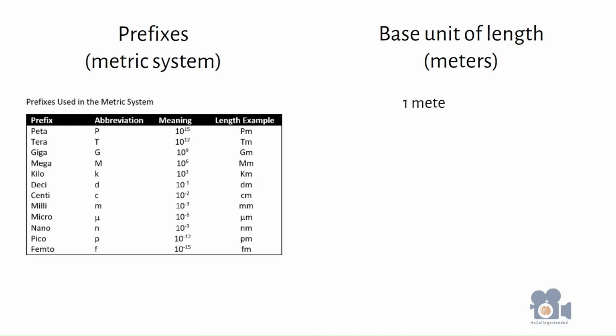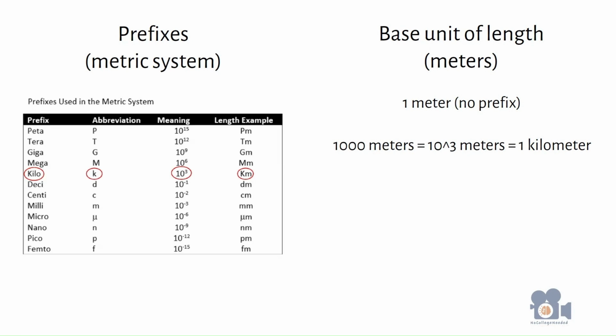Starting first with just the base meters, if we have 1 meter, we don't use any prefixes. However, if we have 1,000 meters, which is 10 to the third meters, we can say we have 1 kilometer. On the other hand, if we have 1/1000th of a meter, which is 10 to the negative third meters, we can say we have 1 millimeter.